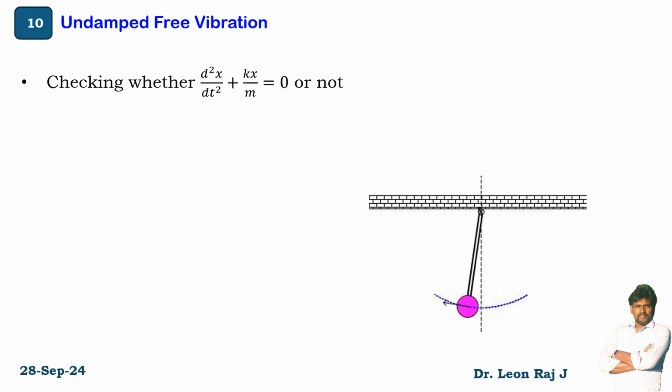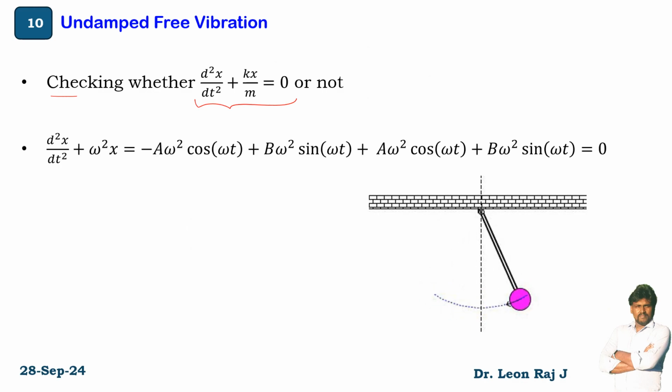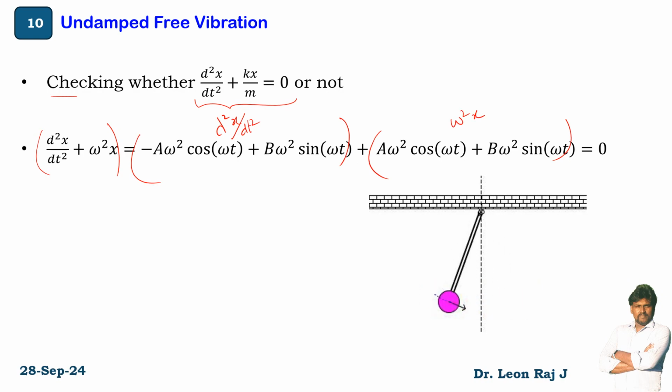Subsequently, this is your differential equation. Check whether this equation satisfies or not. So this is your equation. So when you substitute, this whole term belongs to d square x by dt square, and this whole term belongs to omega square x. So if you add, this term and this term will get cancelled, and this term will get cancelled. Subsequently, this is equal to 0. Hence, the assumed solution is correct.